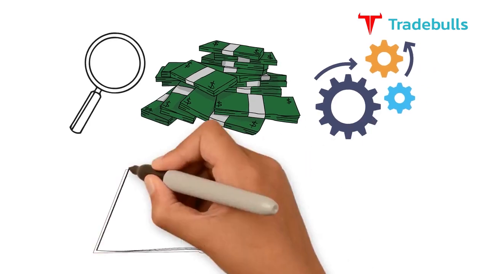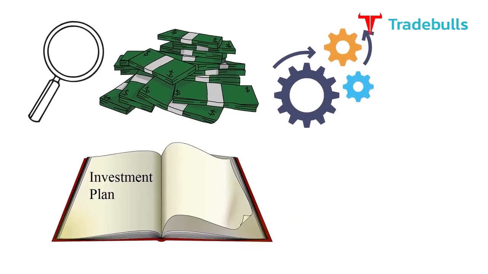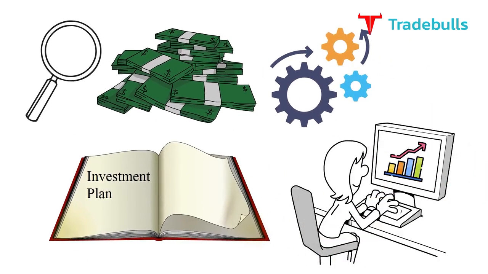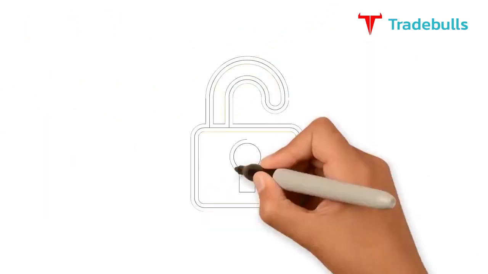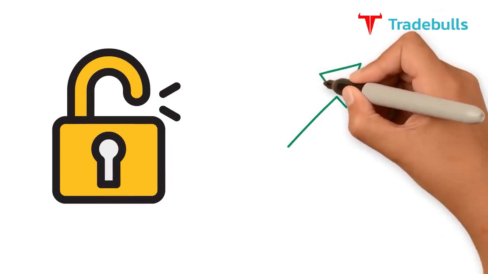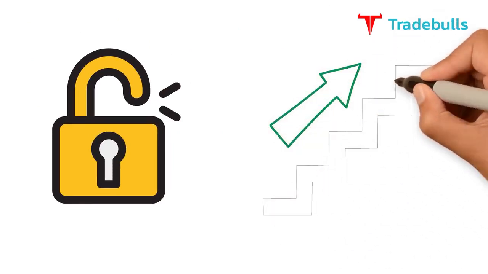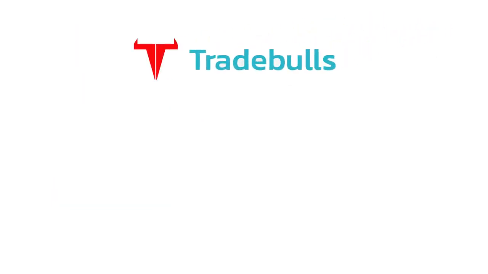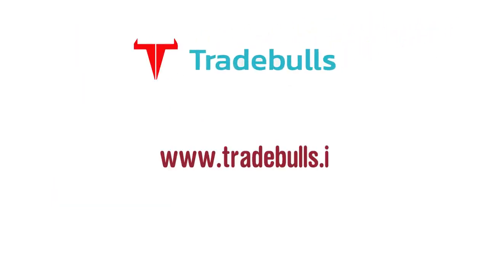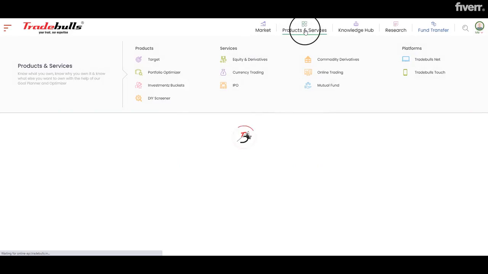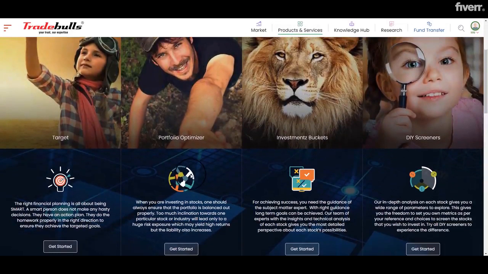It would not only provide you with a detailed investment plan, but would also help you monitor its progress throughout your investment journey. To unlock the potential of this tool and boost your portfolio performance, just follow this simple step-by-step process. Step 1. Log in to www.tradebulls.in and click on the Portfolio Optimizer tool under the tab Products and Services.